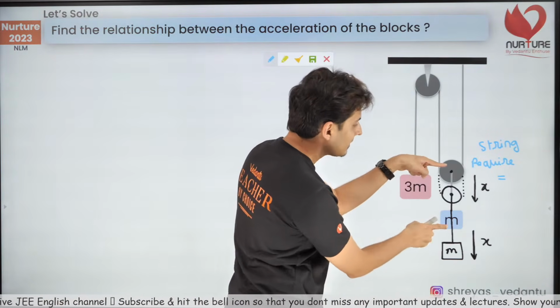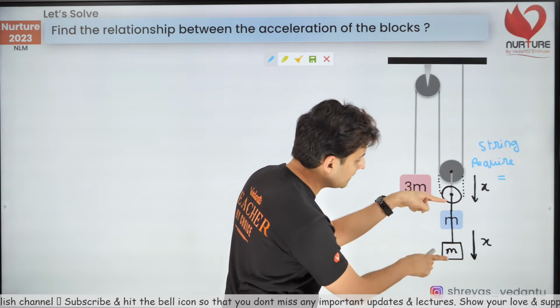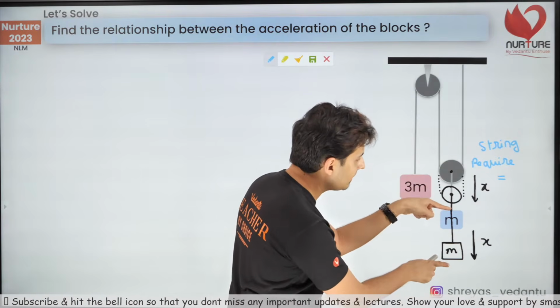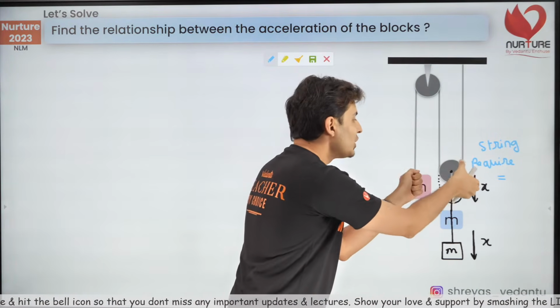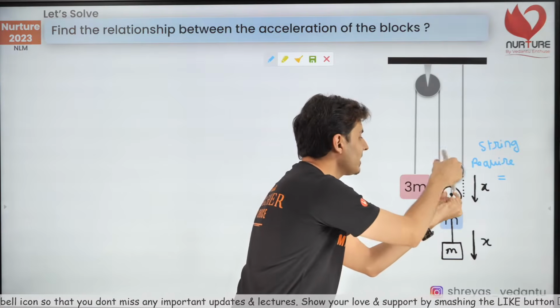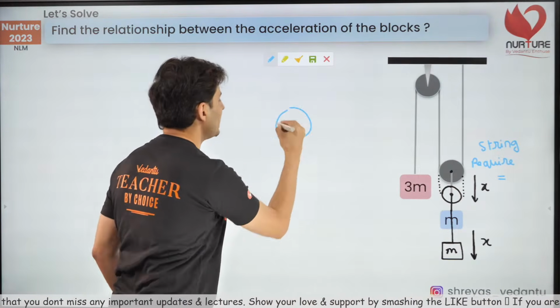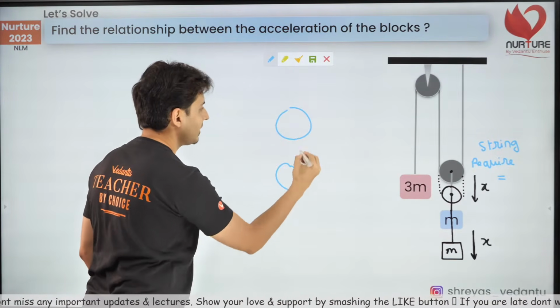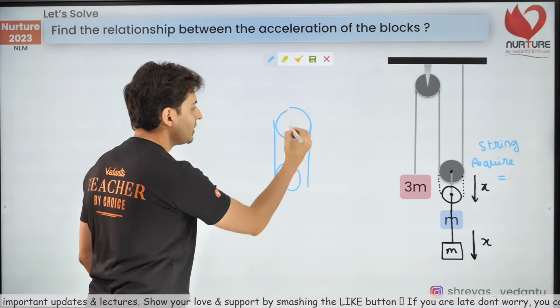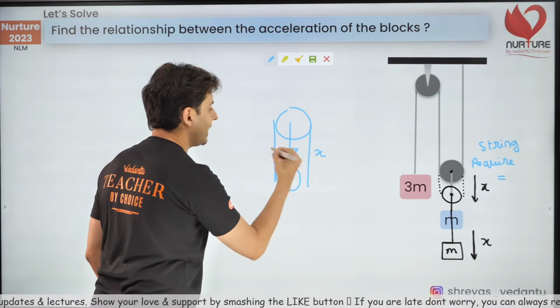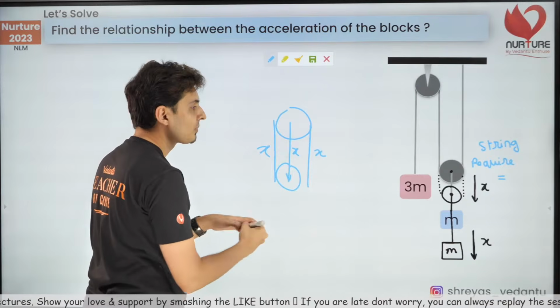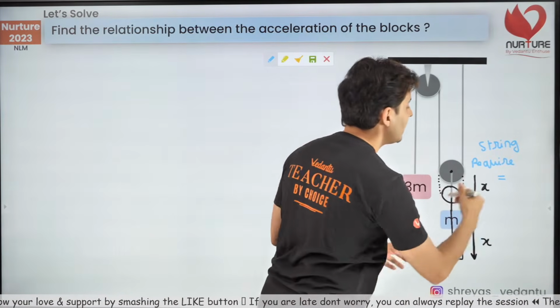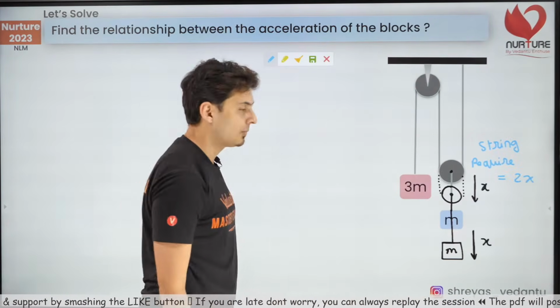So think about it. This pulley with this mass came down. So the moment it came down, understand you need extra string here as well as here. So this pulley has come down. You need string here and here. So the pulley comes down by x. You need x and x string over here. So that means the requirement is 2x. I hope you got it.